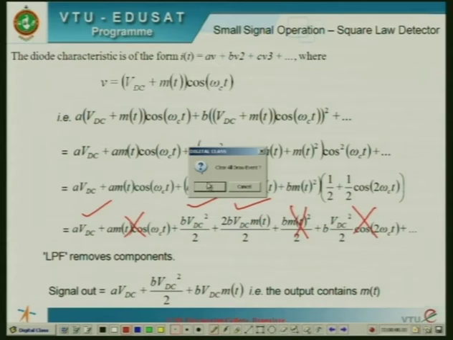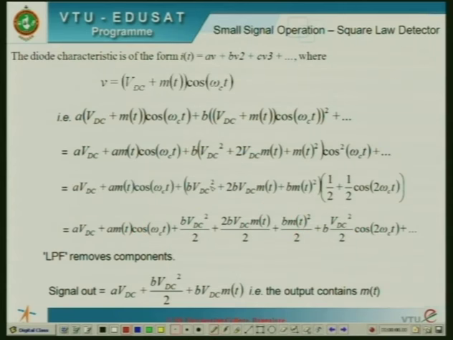So if you see what is going to happen here, there are three components which are of primary importance for us. The first component is VDC, the second component is this, the third component is this. But out of all the three components, this component is of more importance for us because it is going to have the message. Because it is going to have the message, we now take the signal and pass it through a low pass filter.